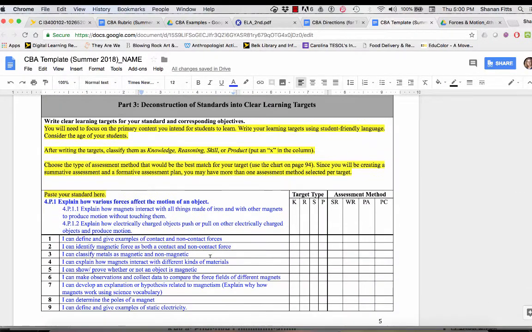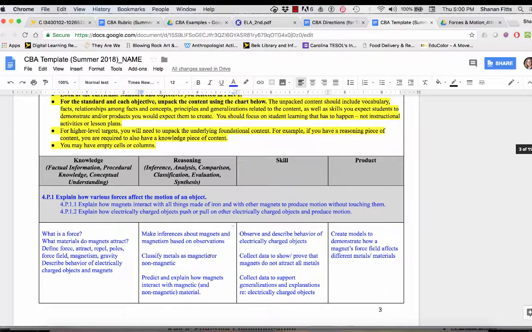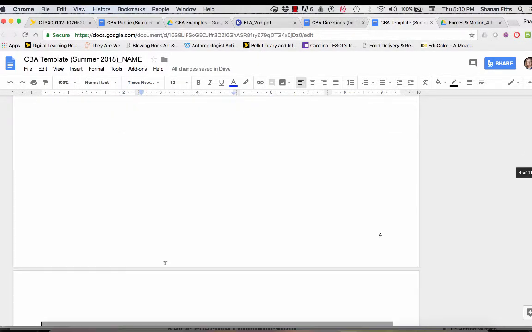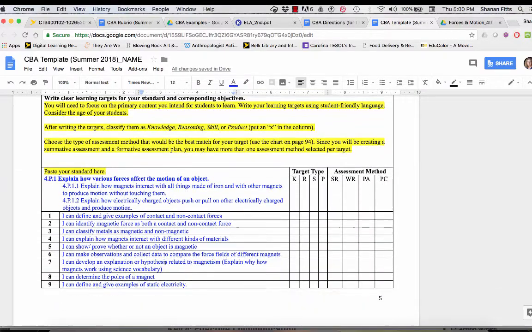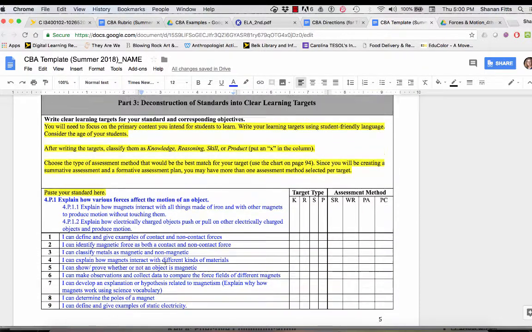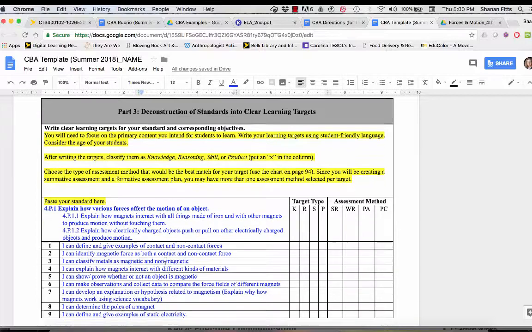Down here, now we're going to be writing learning targets based on these things. So these are the things that I decided that the kids are going to need to know. So my learning targets are going to relate back to these things that they need to know and do, and are going to relate back to the standards and objectives themselves. And remember, your learning targets should be written in student-friendly language.